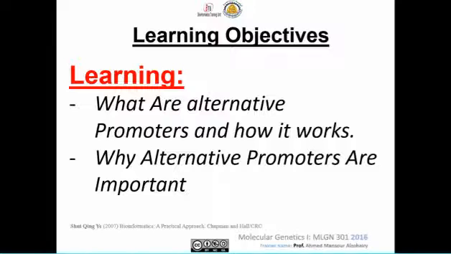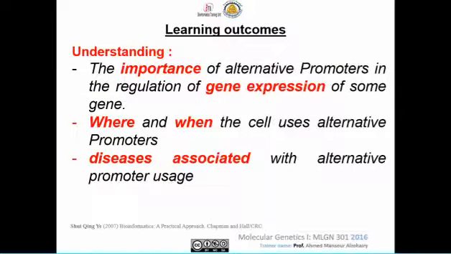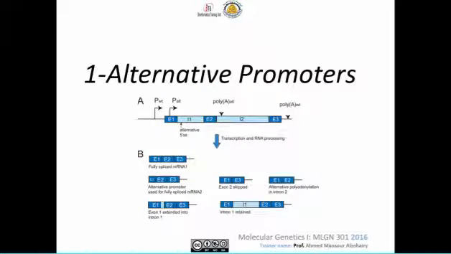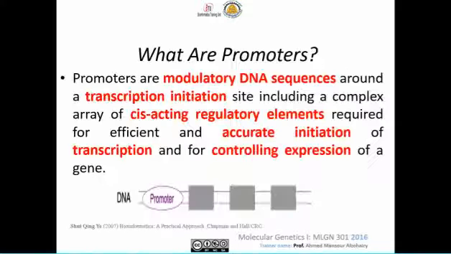In this lecture, we will learn what alternative promoters are, how they work, and why they are important in the cell. The outcome of this lecture should be understanding the importance of alternative promoters in the regulation of gene expression of some genes, where and when the cell uses alternative promoters, and diseases associated with alternative promoter usage. Alternative promoter means that you have not only one promoter, but more than one promoter. So first we have to know what promoters are.